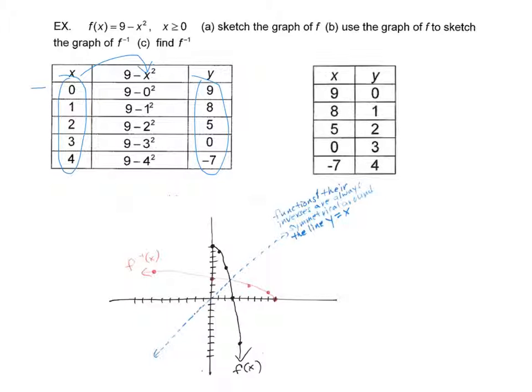Then to do the graph of the inverse, you switch the x and y values from the table. So the y column becomes the x column, and the x column becomes the y column, and that graph is the graph done in red. And just so you can see that you've done it right, I've drawn the dotted blue diagonal line through the middle, which is the graph of y equals x. Functions and their inverses are always symmetrical around the line y equals x.